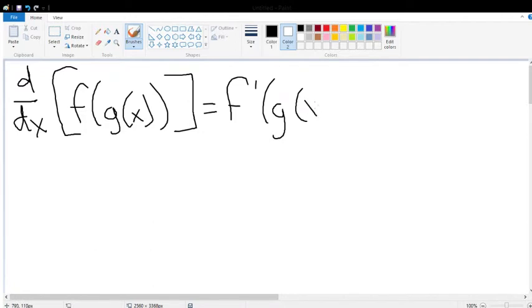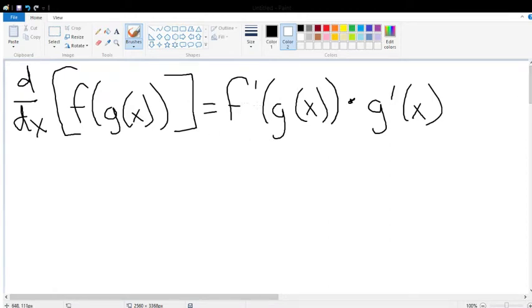I personally like the chain rule the best, because it's really easy to memorize. So you take f prime of g of x times g prime of x. This might look very complicated in a way, but it's actually very simple.